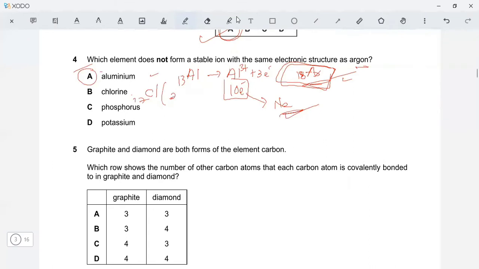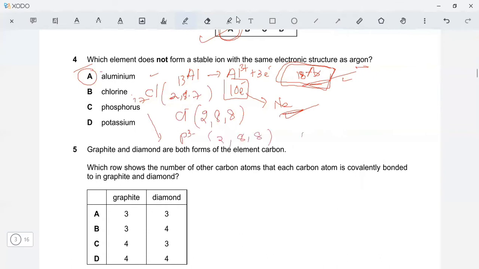Chlorine is 2, 8, 7. If chlorine takes part in a chemical reaction, it can gain 1 electron, so it can become like argon. So Cl⁻ has the same 2, 8, 8 structure as argon. Phosphorus ion also can become like argon. Phosphorus 3-, right? Phosphorus 3- also has a stable structure like argon.